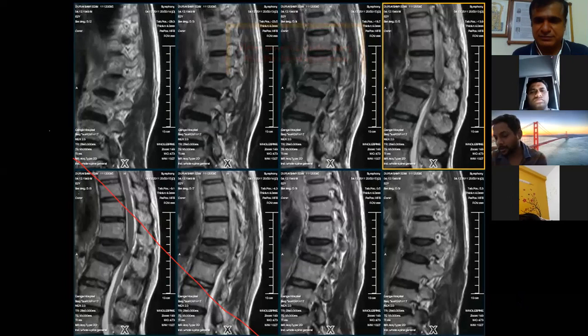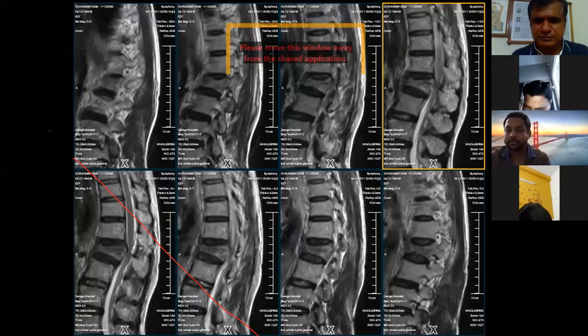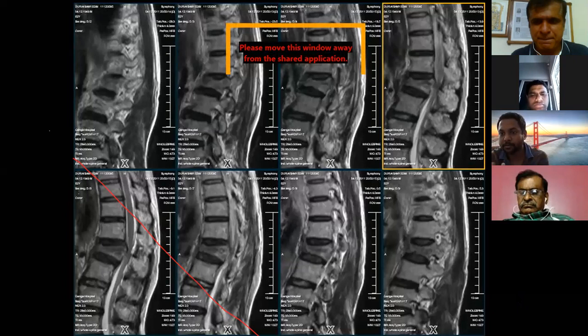Sir, one more thing: you said we will do posterior instrumented fixation. Depending on the fracture morphology, if it is a compression fracture, should we give a distraction after putting the rods, and in a flexion distraction injury, should we give a compression, anything like that?